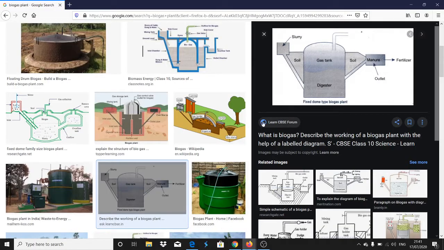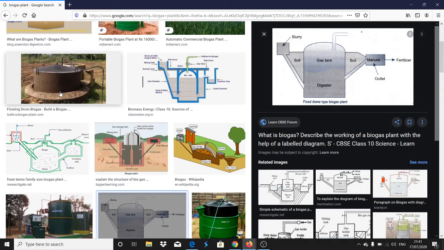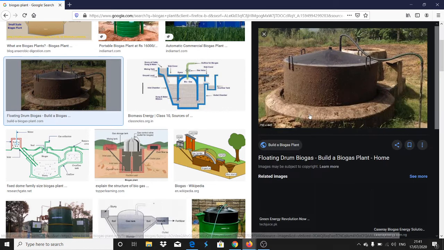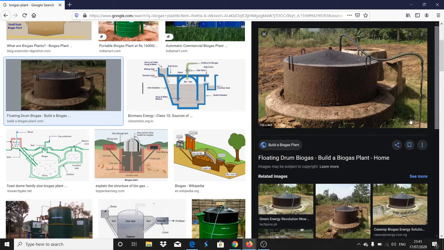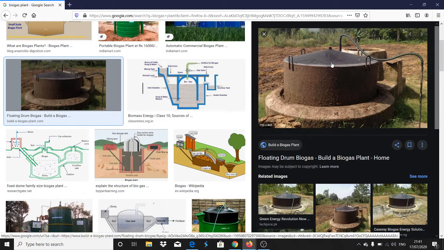So you can observe in this diagram, see how it is partly buried, right? Some part is buried inside the soil and some part is above the soil. The part which we cannot see, which is inside the soil, is the digester part, where the natural mechanism is occurring. All the wastes are getting digested in that tank.